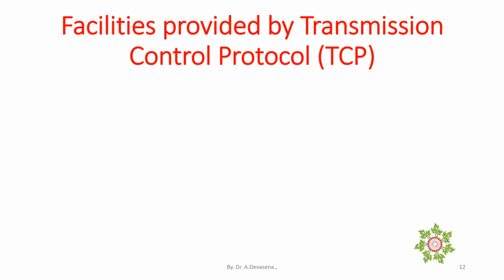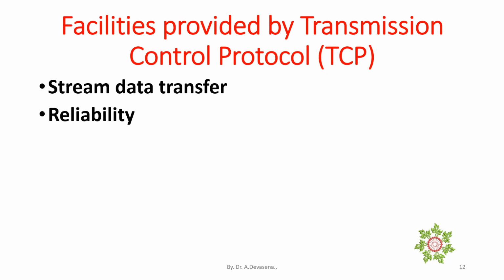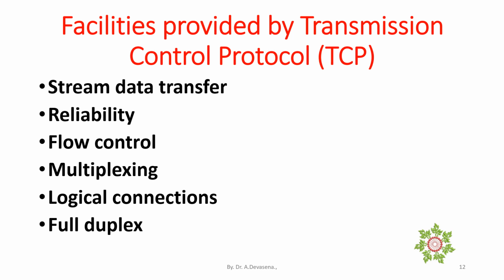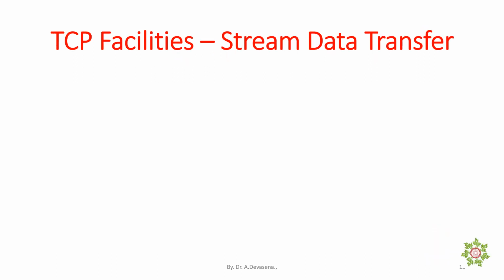We see the facilities provided by Transmission Control Protocol, TCP. Stream data transfer, reliability, flow control, multiplexing, logical connections, and full duplex. These are the facilities that are provided by TCP. Now we see the stream data transfer facility.